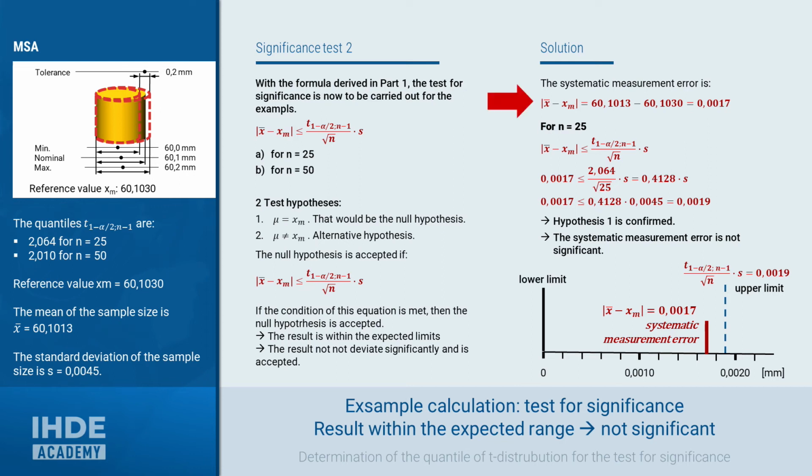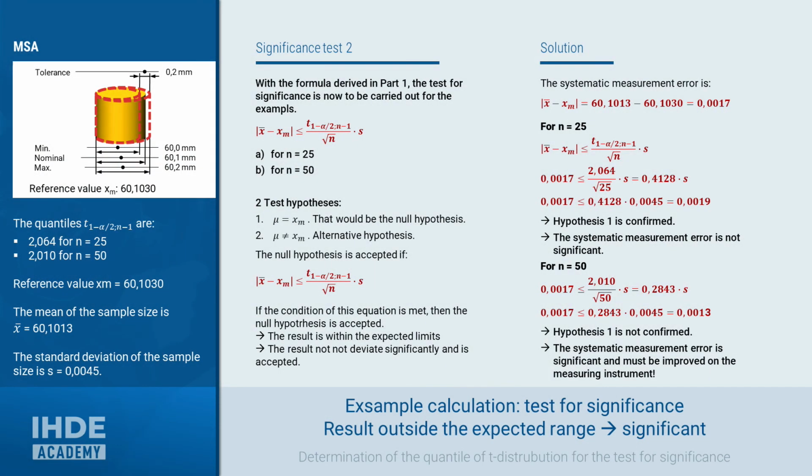On the right-hand side, the systematic measurement error was first calculated. This is 0.0017 mm. Then, for a sample size of 25, the right-hand side of the equation was calculated. This is 0.0019 mm. This satisfies the condition that the left side of the equation should be equal to or smaller than the right side. The calculated systematic error is not significant and the result can be used.